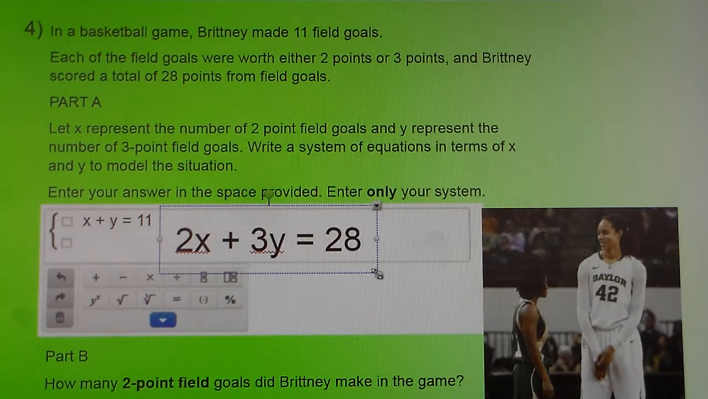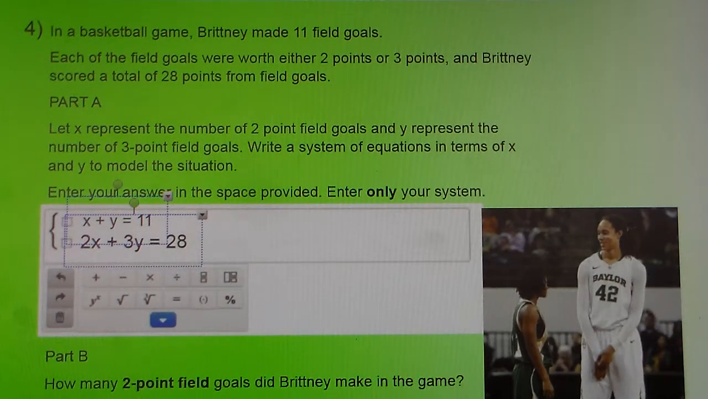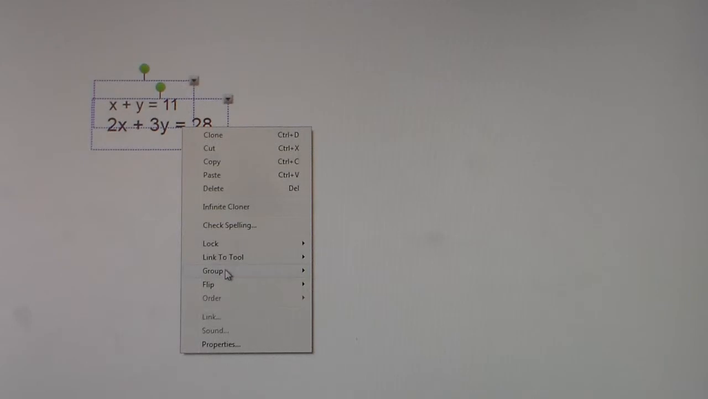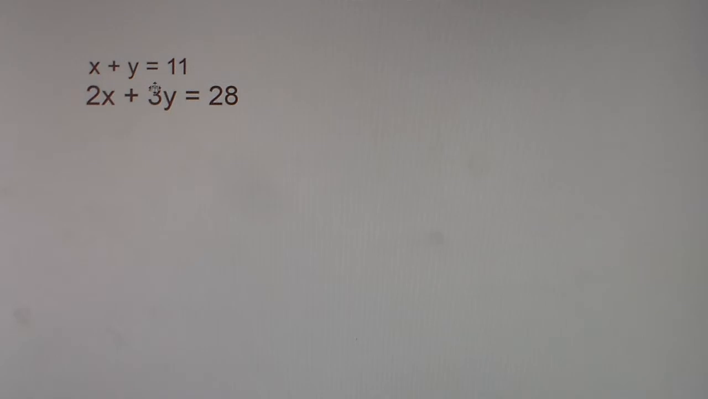That's equal to 28. Let me put that into our bottom equation. So we got 1x plus 1y equals 11, and 2x plus 3y equals 28. So we're going to do exactly what we did before. Put our parentheses around it. This is a 1x, so I put a little 1 down there. This is a 2, so I put a 2.